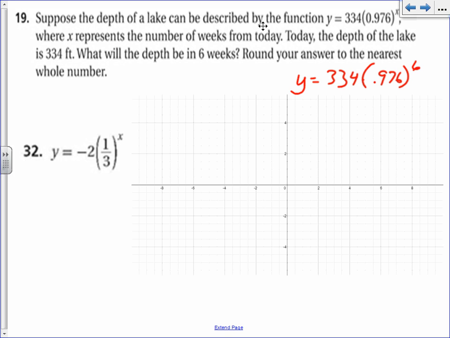The formula is P times 1 plus or minus R to the T. 1 plus R is going to give me a number greater than 1, and 1 minus R is going to give me a number less than 1. So it's a matter of figuring out what 334 times 0.976 to the 6th is. I got 288.69. Round your answer to the nearest whole number, so it would be 289.